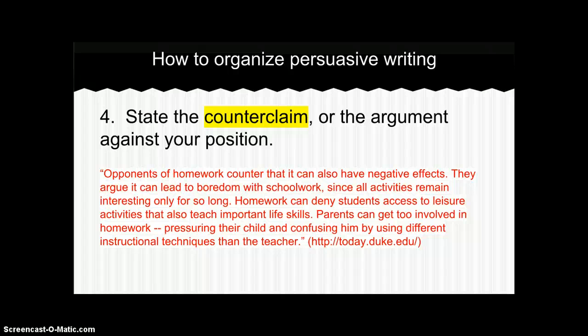They argue it can lead to boredom with schoolwork since all activities remain interesting only for so long. Homework can deny students access to leisure activities that also teach important life skills. And then it goes on to say that parents can get too involved and maybe they're doing the homework for the kids, or they're pressuring their child or confusing them. So these are the counterclaims to my argument. I want to actually put this in my letter or my paper and recognize that there is a counterclaim.